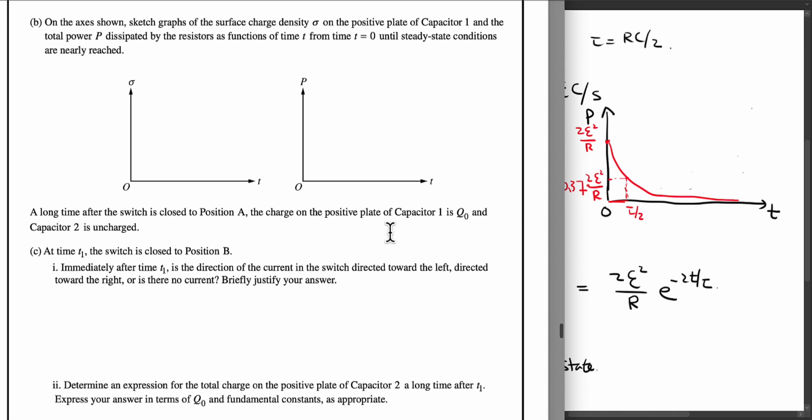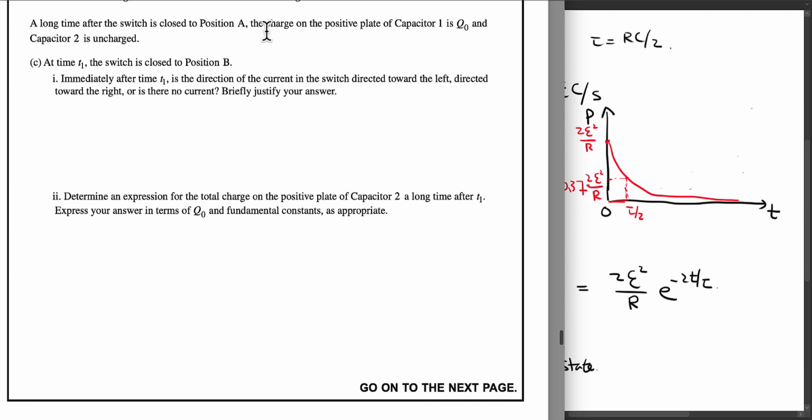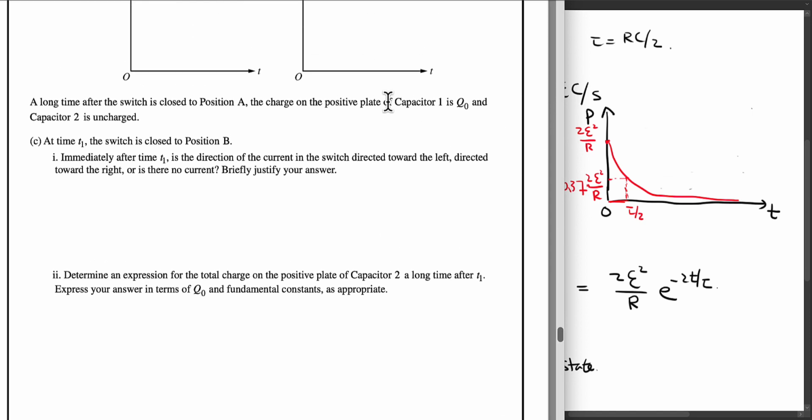Okay, so let's look at question C. A long time after the switch is closed to position A, the charge on the positive plate of capacitor 1 is Q0, and capacitor 2 is uncharged. At time t1, the switch is closed to position B. Immediately after time t1, is the direction of the current in the switch directed toward the left, the right, or is there no current?